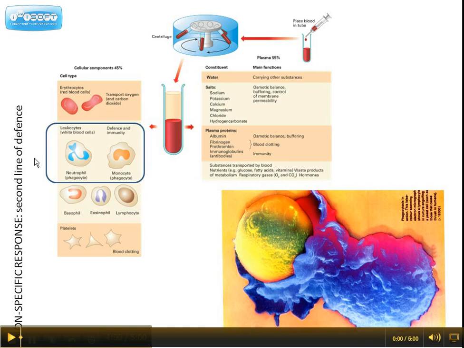But about 1% are white blood cells, and the ones we're interested in with phagocytosis are a group of cells known as neutrophils, which we find in the blood, and monocytes, which tend to move out of the blood and locate themselves in tissues. And these are phagocytes. These are cells which will patrol the body and will engulf and digest any invading pathogen.